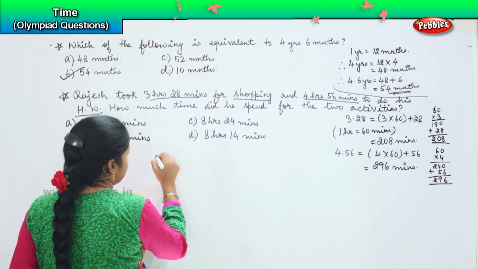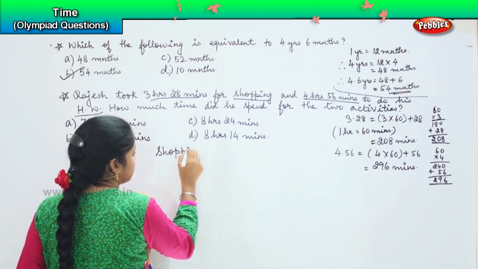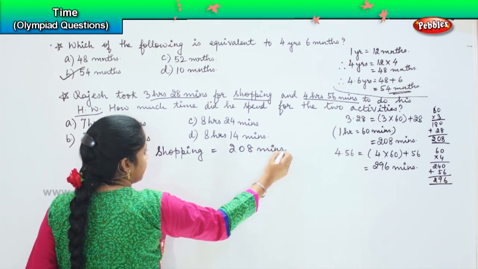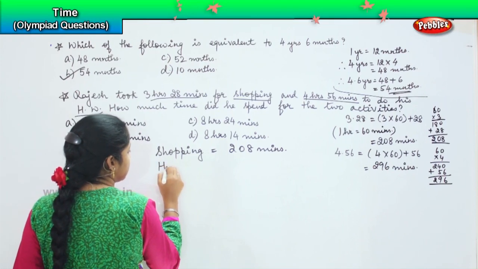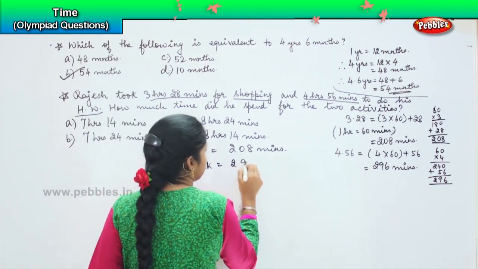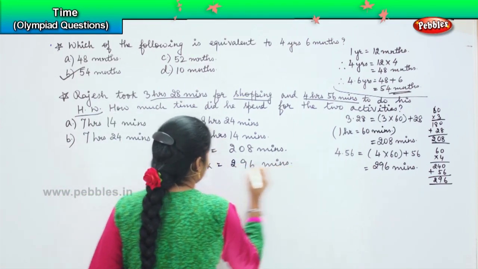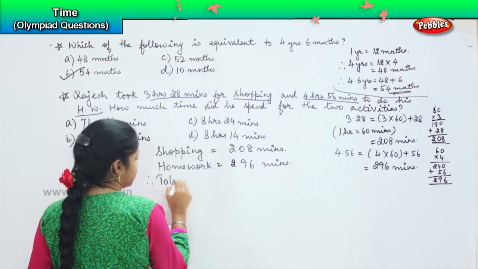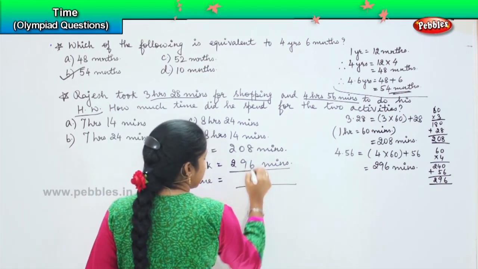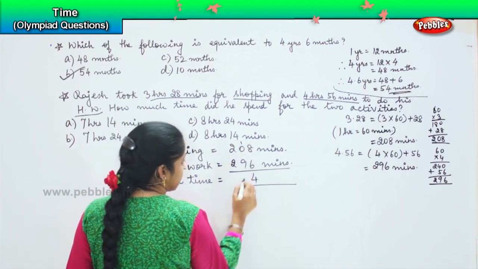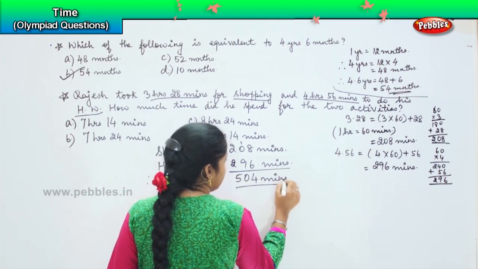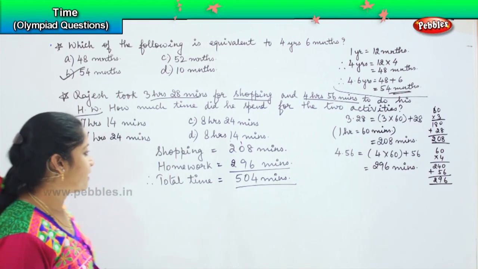Okay. So, now here shopping took Rajesh 208 minutes and homework took him 296 minutes. Okay. So, therefore, total time taken will be how much? We need to add. So, 8 plus 6 is 14, 1 plus 9 is 10, 1 plus 2 is 3 and 3 plus 2 is 5. So, 504 minutes. So, 504 minutes, how can you write?